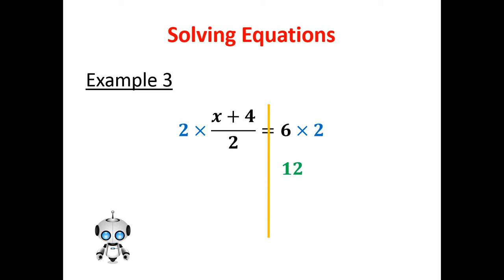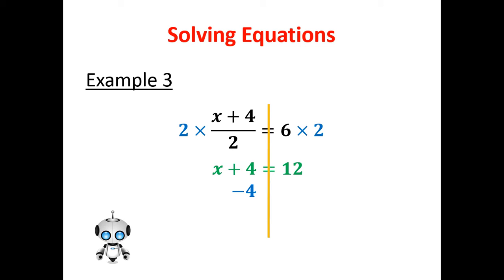On the left hand side, a 2 and divided by 2 cancel, and we are left with the x plus 4, which was on the top of the fraction. So we have the statement x plus 4 is equal to 12.